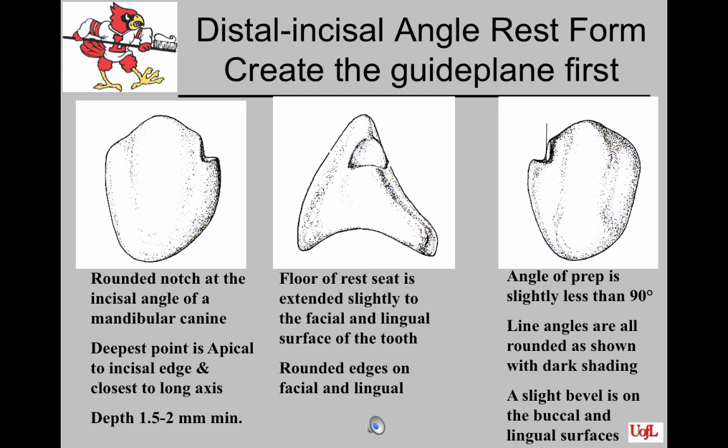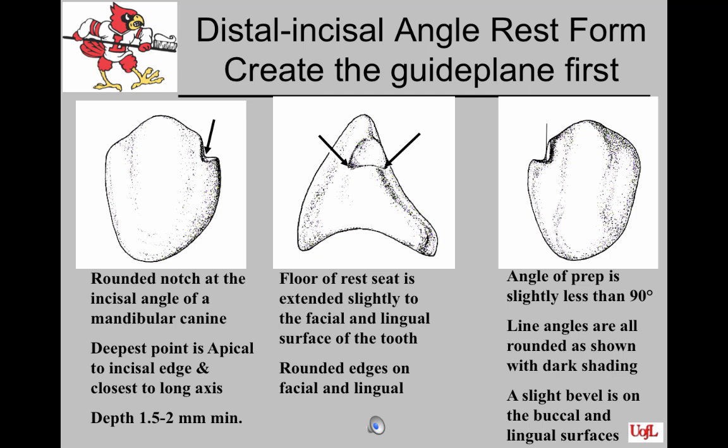The distal incisal angle rest form is as follows. Be sure to create the guide plane first. It is a rounded notch at the incisal angle of the mandibular canine. Its deepest point is apical to the incisal edge, and the wall is closest to the long axis of the tooth. The depth from the proximal surface toward the middle is 1.5 millimeters to 2 millimeters according to our text. I think 1.5 is plenty.